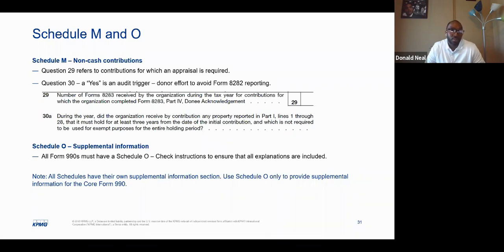In regards to Schedule O, all Form 990s must have a Schedule O. Again, it goes back to when you're checking Part 4. If you're checking line 38, that's basically stating that you have to complete Schedule O. So just remember that as you're working through the Form 990.